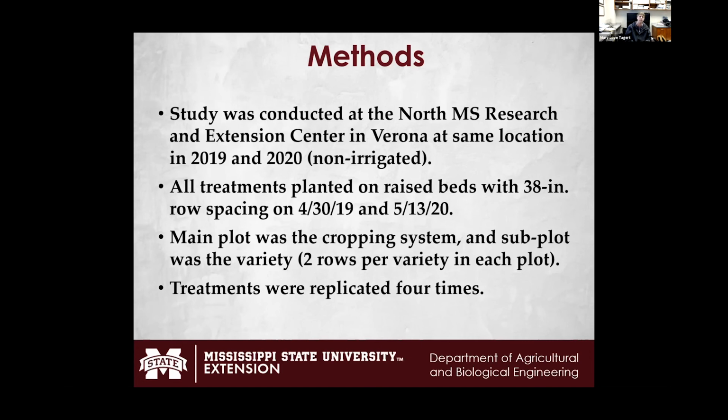So we had a split plot. Our main plot was the cropping system, and within that, the subplot was a variety. Each variety was planted in 2 rows in each plot. These plots were 35 feet by 2 rows of 38-inch row spacing. These were a randomized block within these main plots of cropping systems, and each treatment was replicated 4 times across the field.